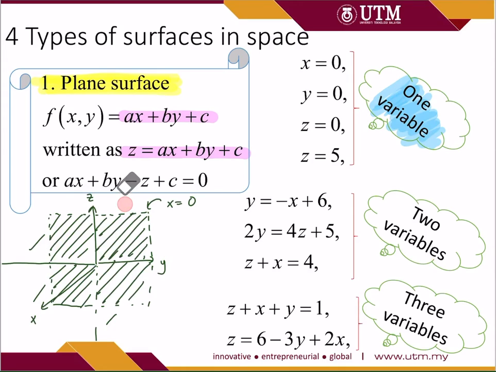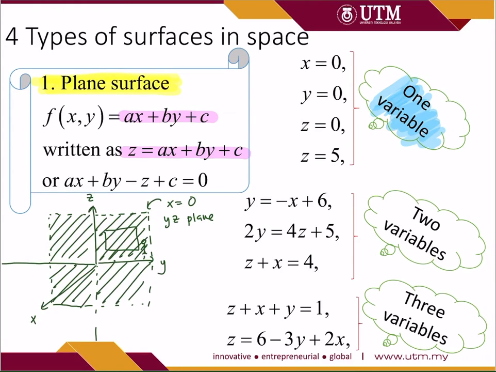So basically we know that x equal to 0 is a front wall, if you imagine you are in the classroom. It's the front wall where you have the whiteboard and the lecturer. The x equal to 0, or we say that it is a YZ plane.